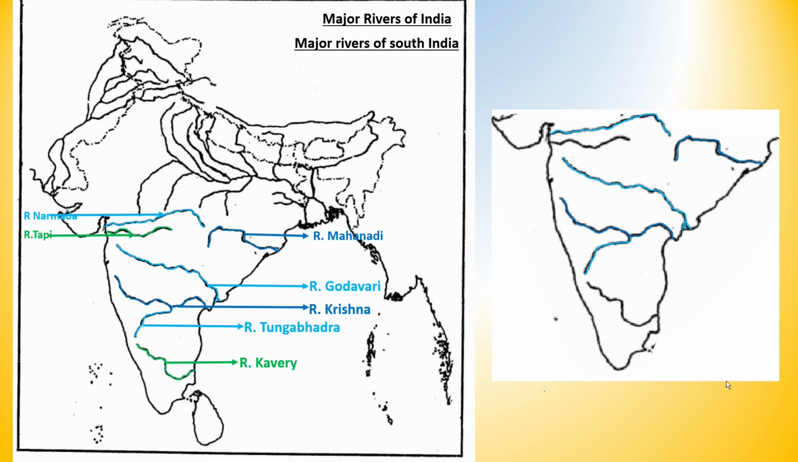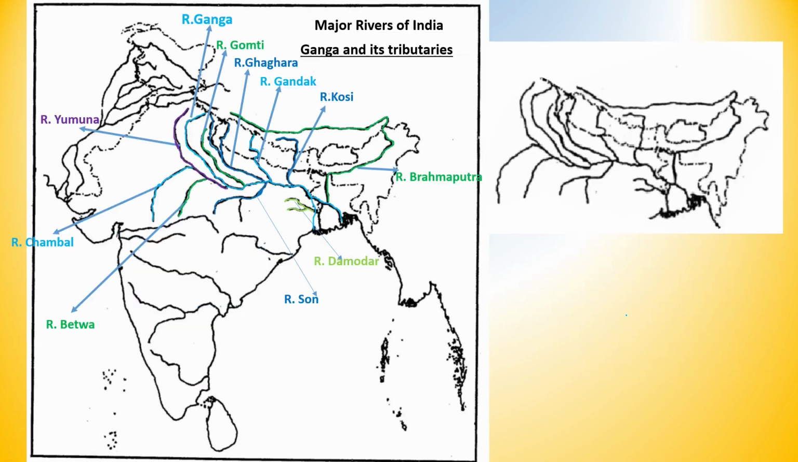Next is coming river Kaveri, that is the one of the most fertile soil it is having in Tamil Nadu. This river Kaveri, and let us draw river Tapi. That is also a west flowing river, nearly parallel to river Narmada, flowing towards the west and draining into Gulf of Khambat. Now let us mark the Ganga and its tributaries.